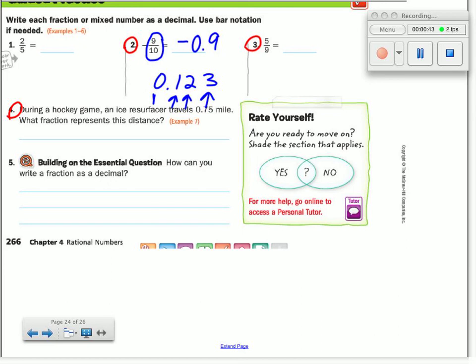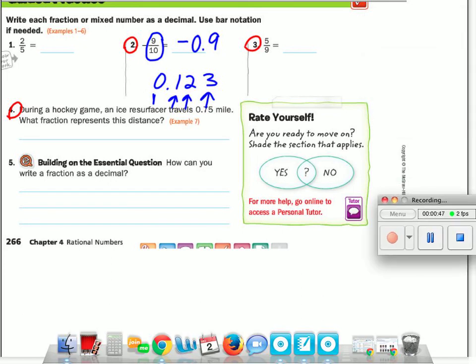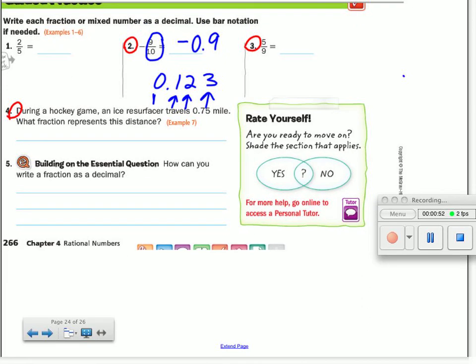The next one, some people might know what 5/9 is as a decimal. If not, you take your top number, the numerator, which is 5, divided by the denominator. 9 can't go into 5, so what I do right away is put my decimal point in there. Can 9 go into 50? Yes. How many times? 5 times.